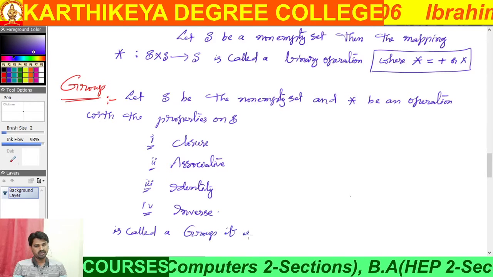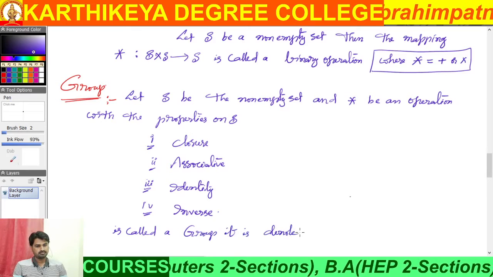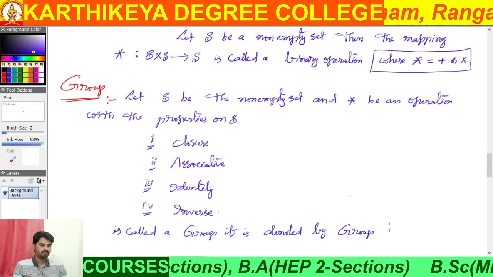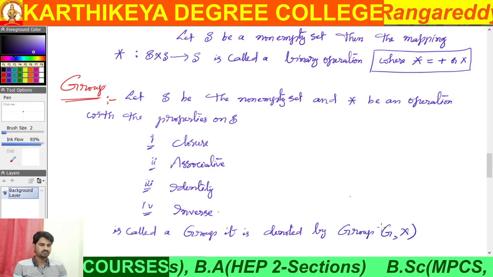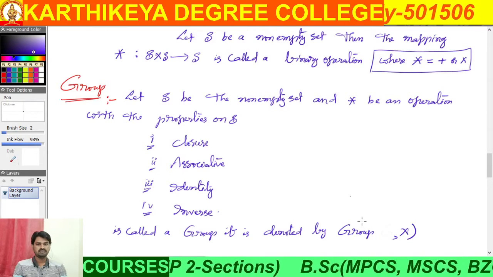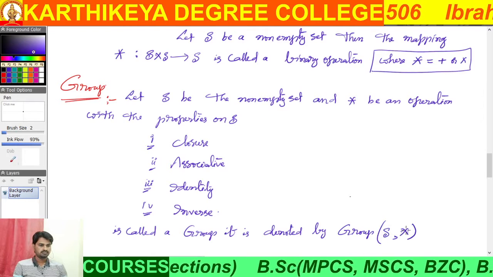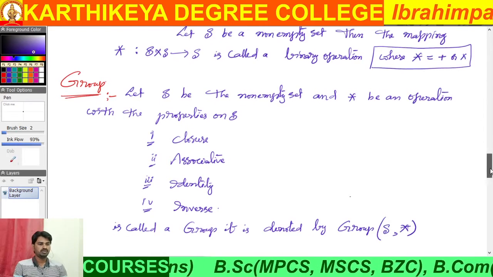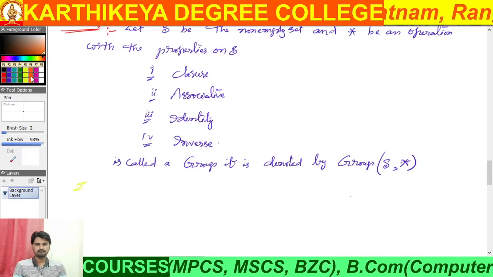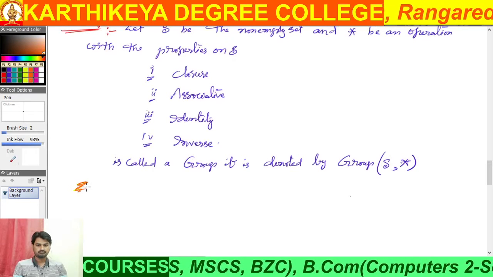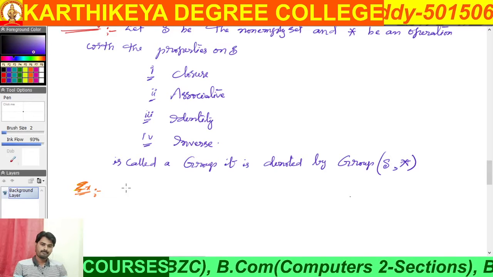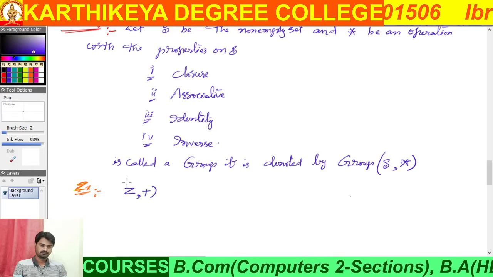It is denoted by group G star. Sorry, it is denoted, what is the set we have taken here? S star. S star is a group. Okay, now I am going to write the examples for groups. Example for the group: Z plus is a group.